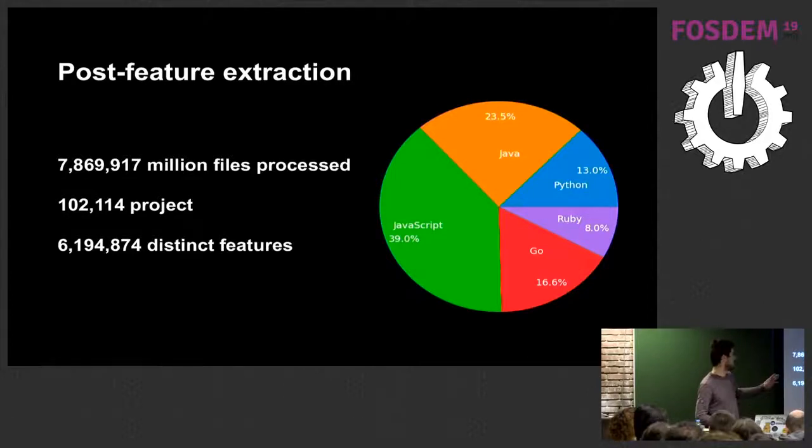As you can see, most of them were JavaScript and Java files, and then I still had a good amount of other Python, Ruby, and Go files. And out of all of these, I was able to extract about 6.2 million distinct features.